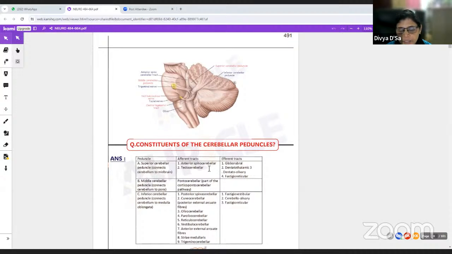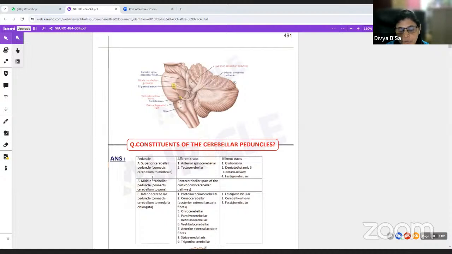So we can see here the superior cerebellar peduncle connecting the cerebellum to the midbrain. The afferent tracts include the anterior spinocerebellar and tectocerebellar. Efferent are the globorubral, then the dentato-thalamic tract, and the fastigio-reticular tract. So these are efferent. Middle cerebellar: you have to remember, it connects the cerebellum to the pons. Here there are only afferent tracts. There is no efferent. So the pontocerebellar tract belongs to that.